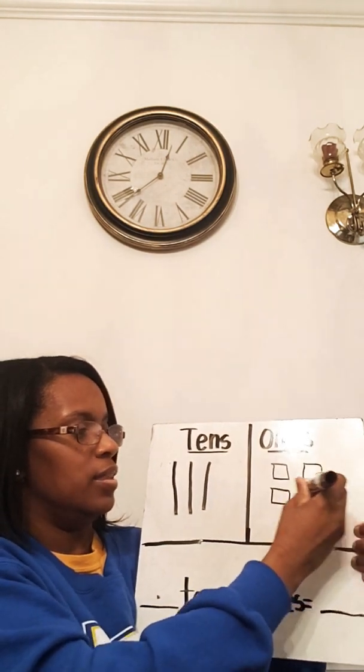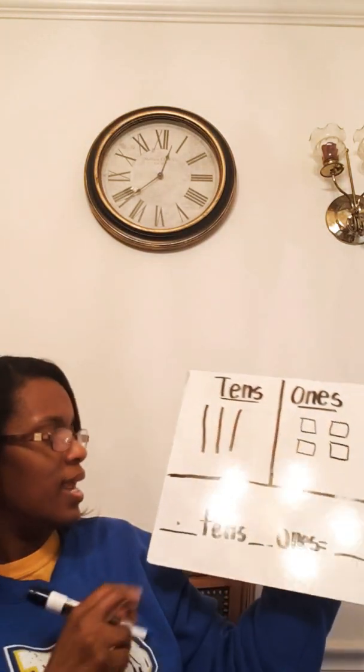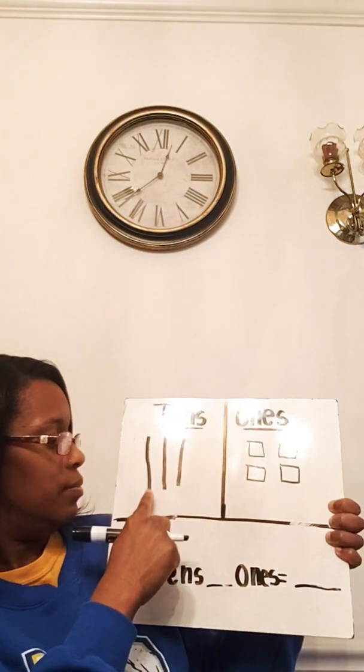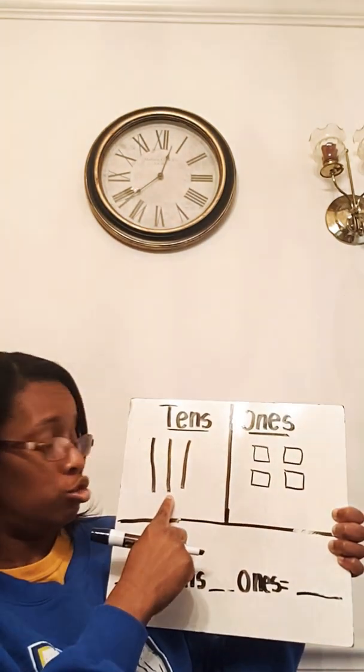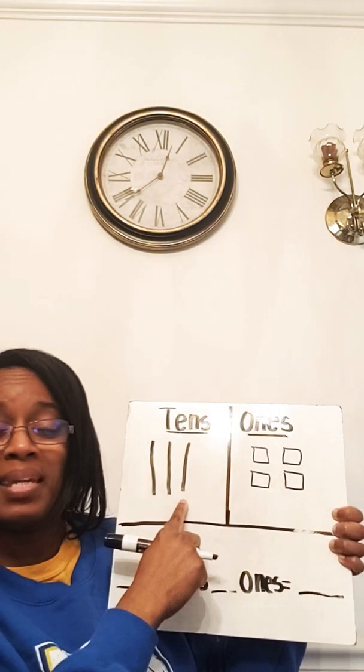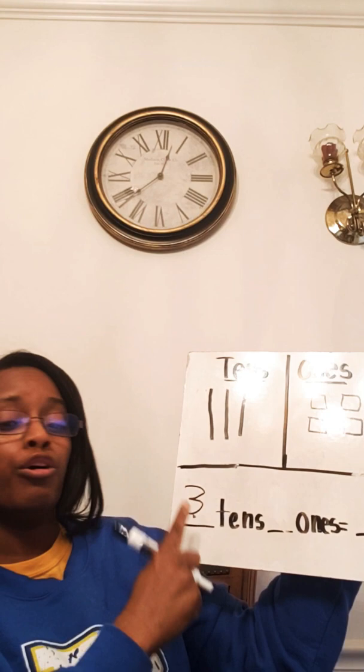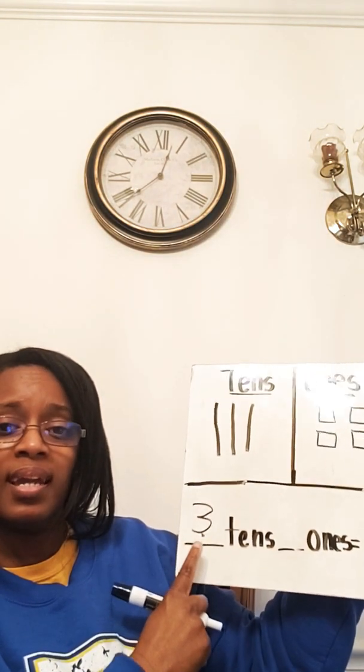All right, let's look at this. All right, boys and girls, let's see how many tens. Let's count how many tens you see. 1, 2, 3. So how many tens are there? There are 3 tens. The first one is the tens.